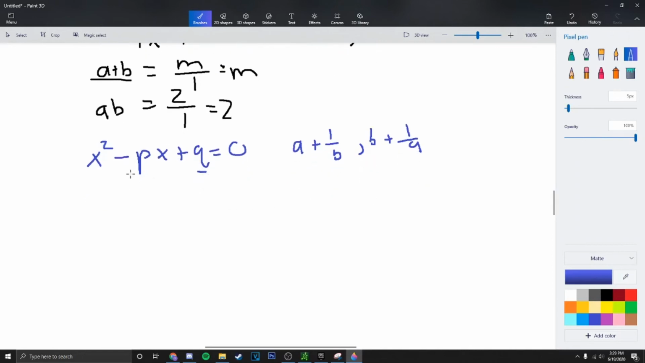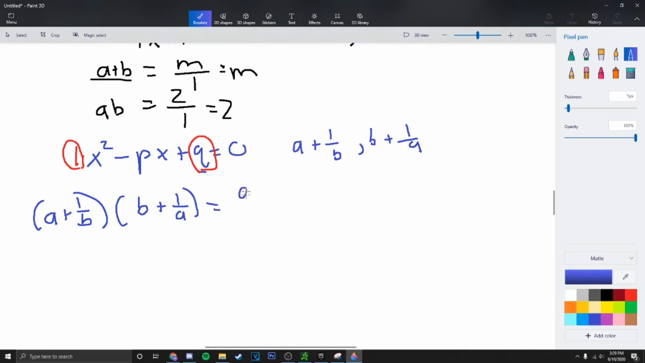So the product of a plus 1 over b and b plus 1 over a, sorry, will be c over a. So now what is c and what is a? c here is q and a is just 1, correct? So this will just equal q over 1, which equals q. So now to solve our problem, we just need to figure out what this product equals.